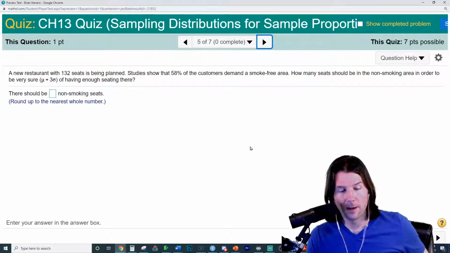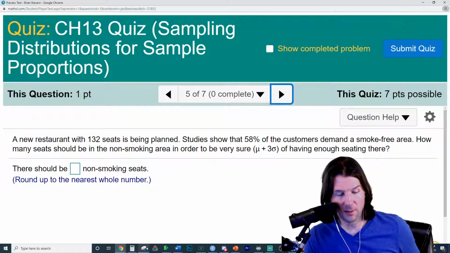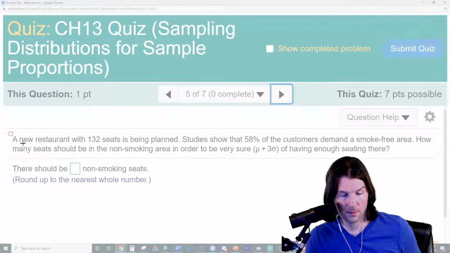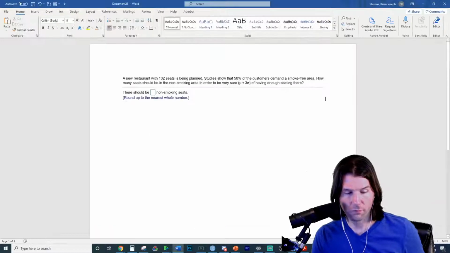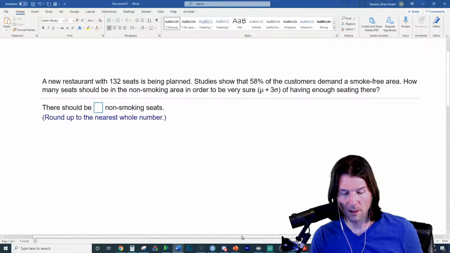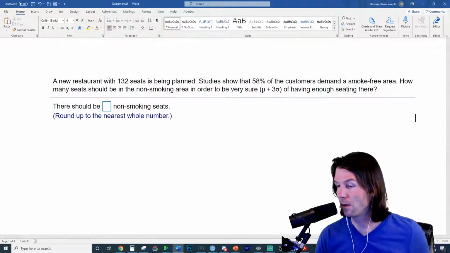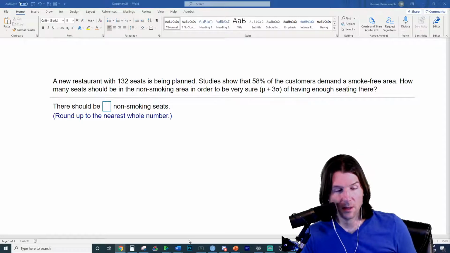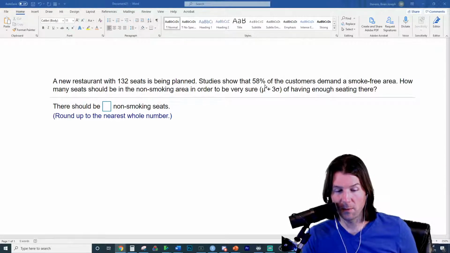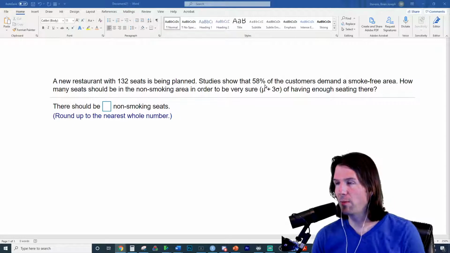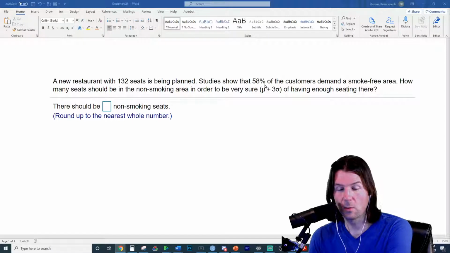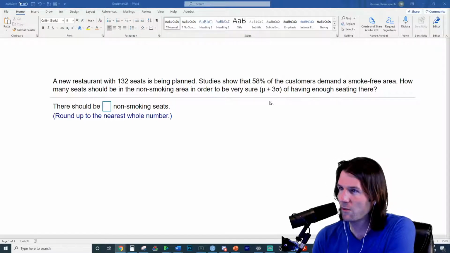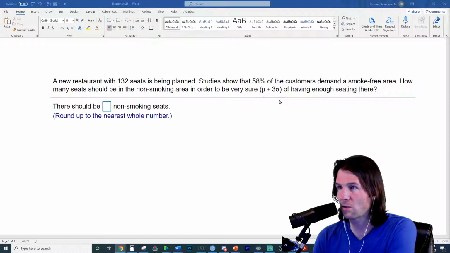Here we go. Okay. So the first thing we need to do is take a screenshot of the question. And let's bring it over here. There we go. And let's think about this question. Okay. So with this question right here, we have 132 seats being planned out. 8% is the true proportion, hint, hint, hint, of people who want smoke-free seating. That's apparently what studies say. Apparently that's true. So what do we have right here? It kind of gives away the answer with this, and this is the answer to the question.